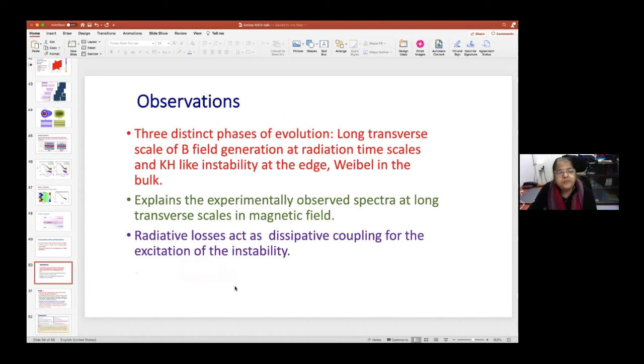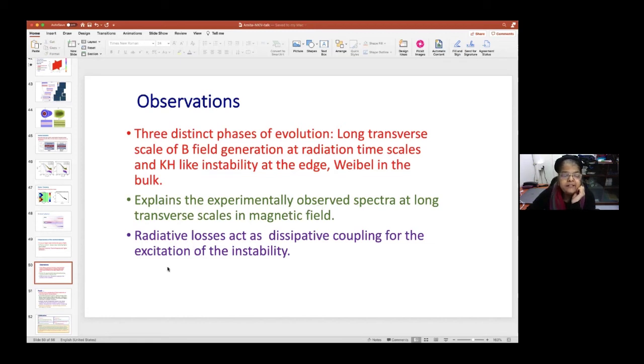So what are the observations? We in fact saw 3 distinct phases of evolution. The first was that we observed long transverse scale B field generation. And it typically happens with a lot of radiation coming out from the edge. And only after that, you observe Weibel and Kelvin-Helmholtz. Kelvin-Helmholtz occurs at the edge, and Weibel occurs in the bulk of the beam region. And it explains the experimentally observed spectra at long transverse scales in the magnetic field.